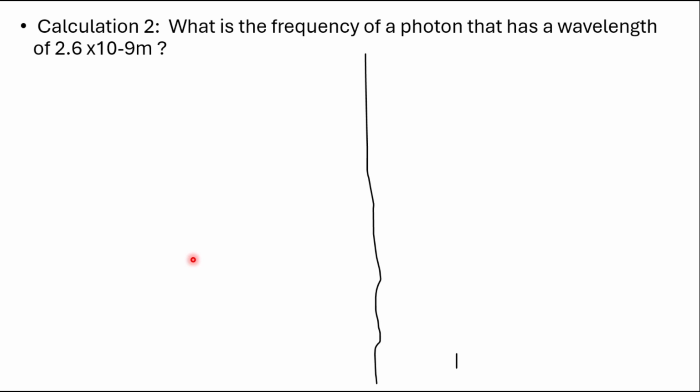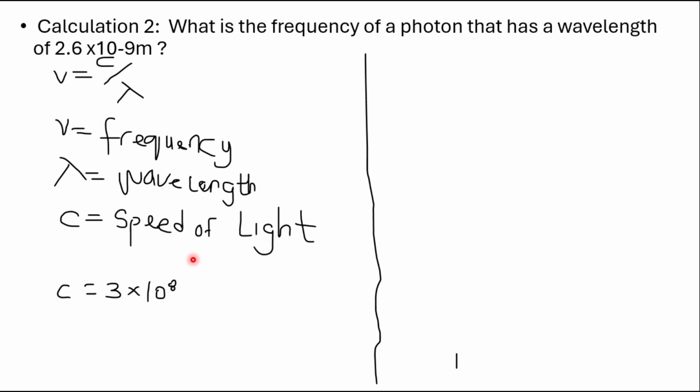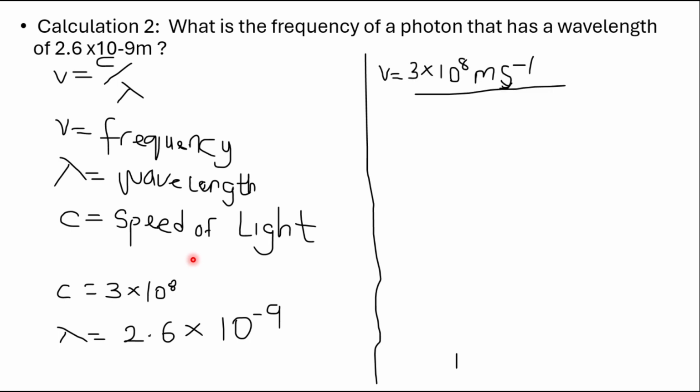a photon that has a wavelength of 2.6 times 10 raised to power minus 9 meter. So the frequency equals the speed of light over lambda. The speed of light equals 3 times 10 raised to power 8. The lambda equals 2.6 times 10 raised to power minus 9.